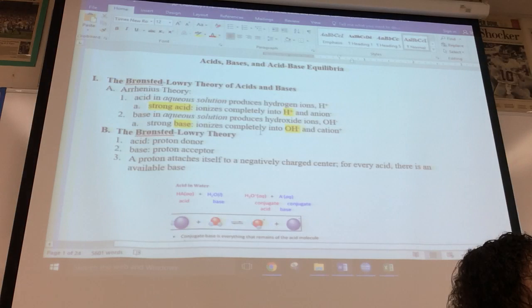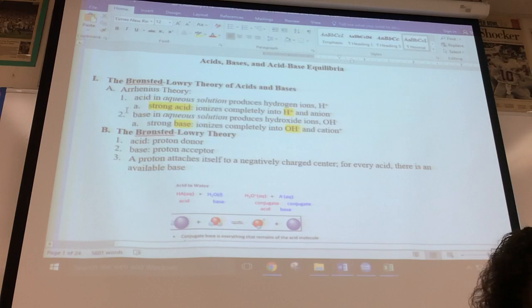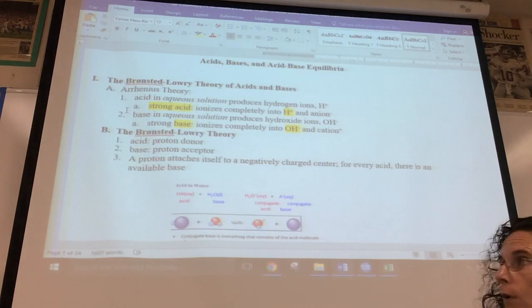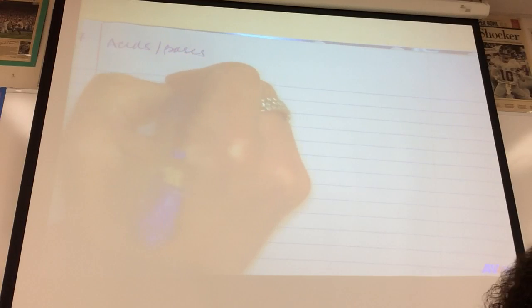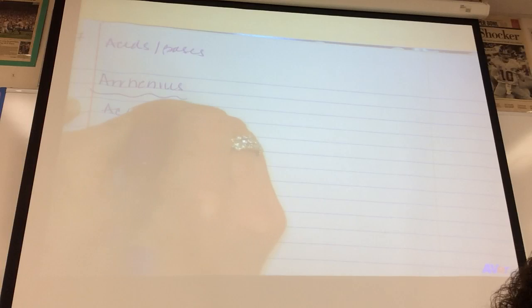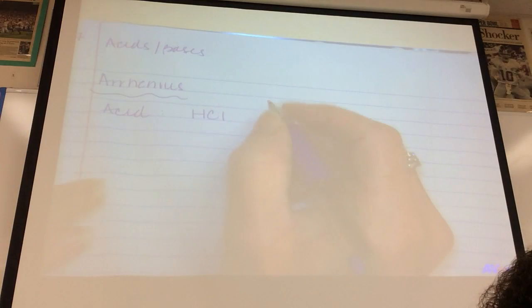First thing we want to talk about are some basic definitions of acids and bases. We're first going to get into the Arrhenius definition. With the Arrhenius definition, you're focusing on what gets generated. So for example, an Arrhenius acid is one that generates protons when the acid's in aqueous solution.